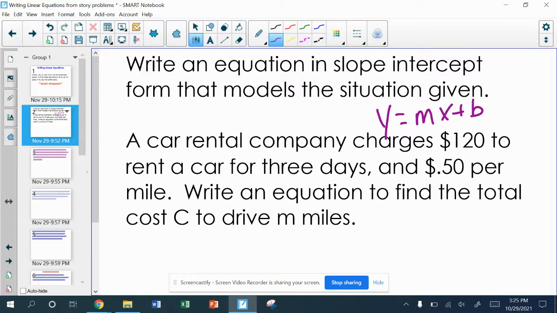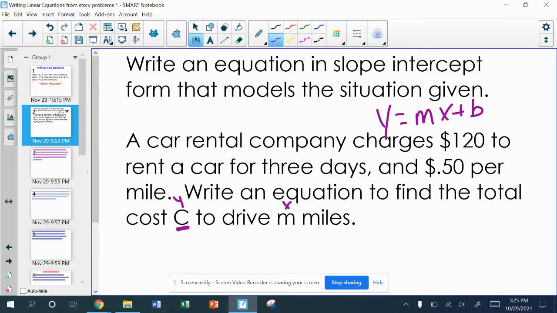Sometimes they're going to give us different variables to use. So when we say the total cost, that's going to be taking the place of the y in our equation. And the m is going to be taking place, don't get confused with the slope. This is really the x in our equation.